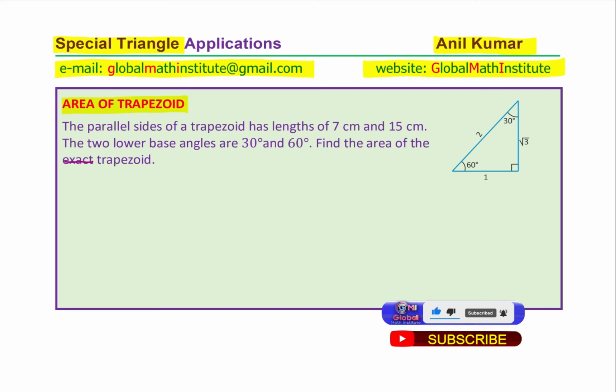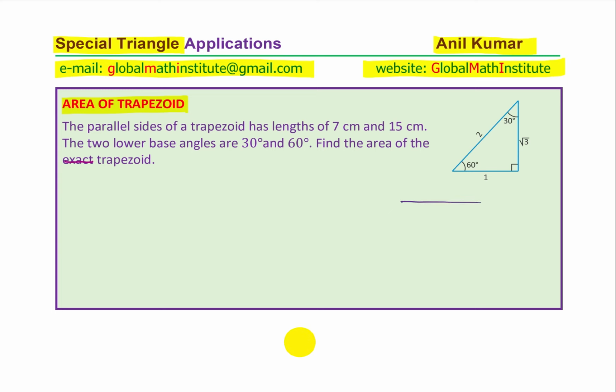Well, to solve this question, it's better to sketch the diagram. So let's make a trapezoid. One of the angles is 60, the other one is 30. These are the parallel sides, and we are given that these parallel sides are 7 centimeters and 15 centimeters. The angles being 60 and 30 degrees.